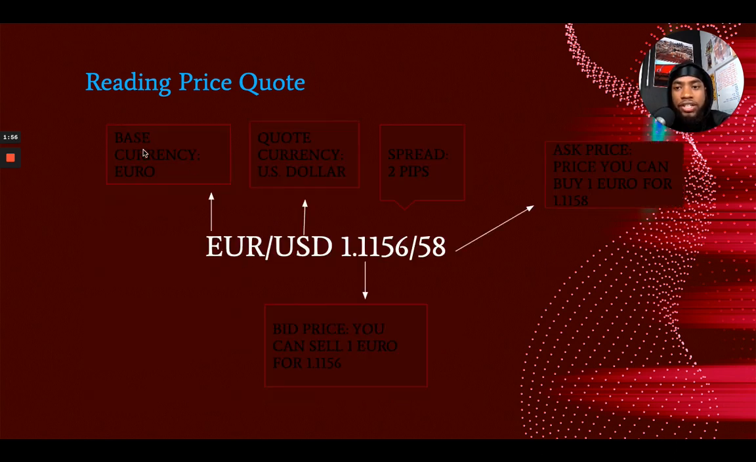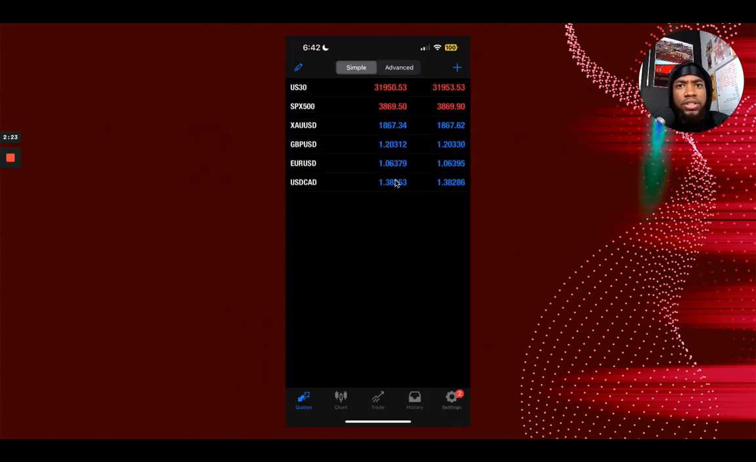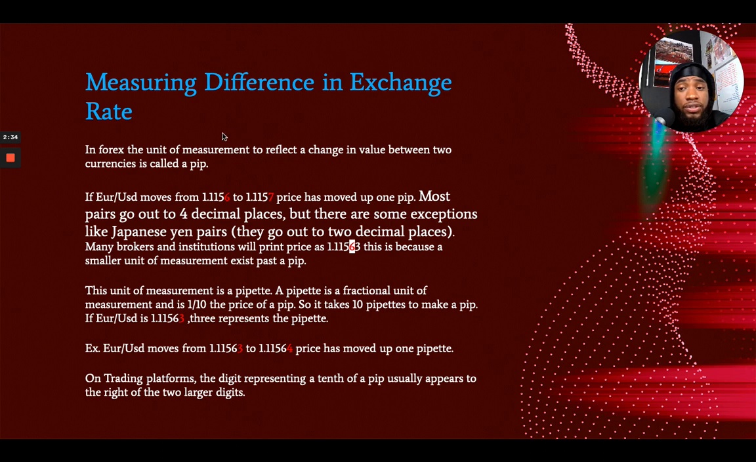So the base currency is the euro, right? Quote currency is going to be the US dollar. The spread between these two is going to be the spread, the pip difference, right? We see this is 1.1156, and this is actually 1.1158 on the other end, which is going to be your ask price, which tells you what is the price you can actually buy this at. And this is going to tell you what you can actually sell this at, right? And this is what this will look like on your MetaTrader 4 platform, right? So you have the bid prices here, the ask prices here, and the difference between these two numbers is going to be your spread.